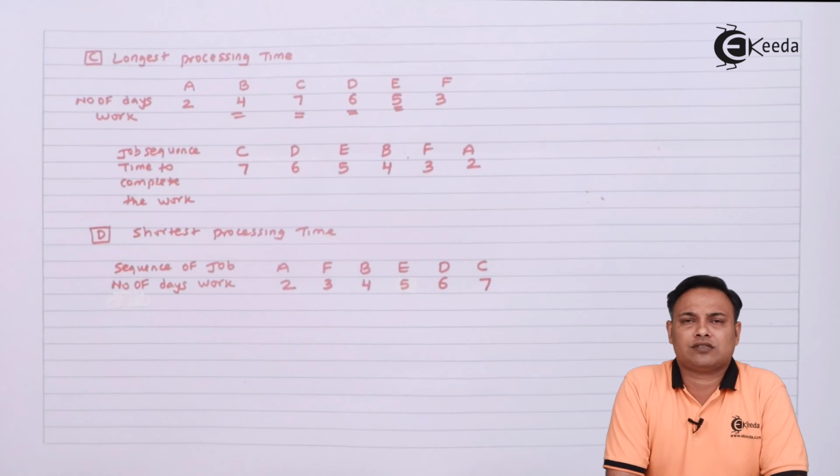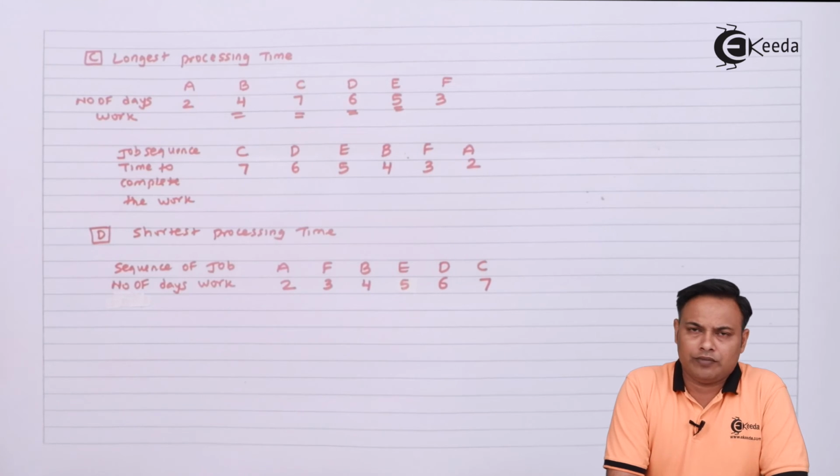So friends, these are the four methods we discussed. The one new method we discussed in this problem was the critical ratio method.